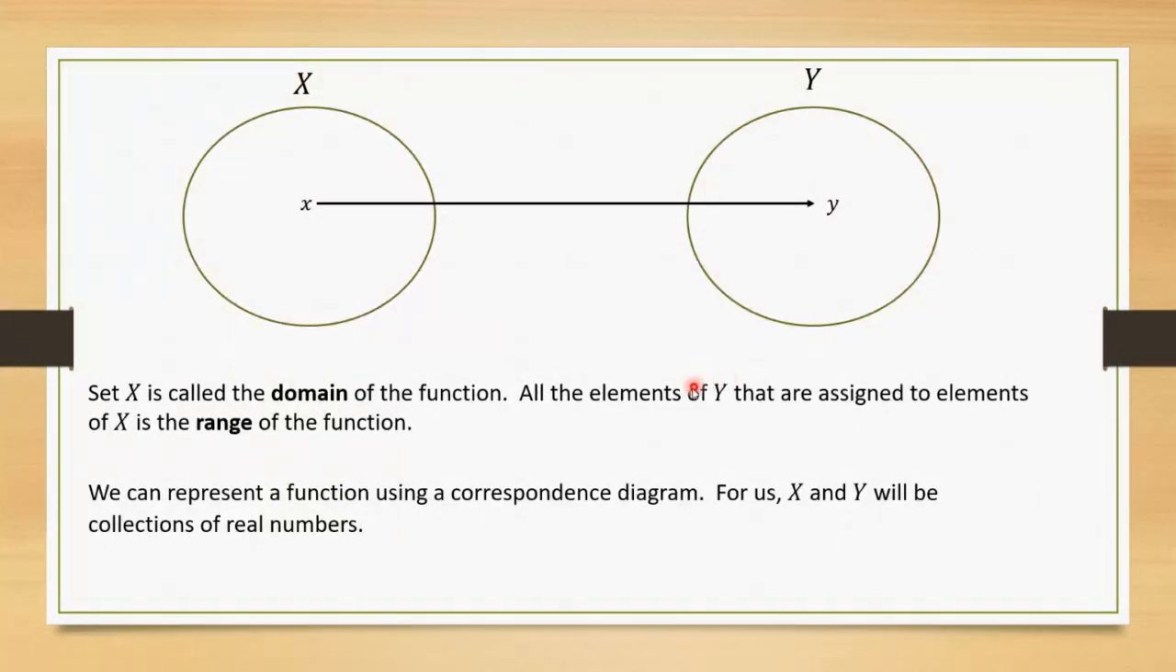And for us, again, sets x and y are going to be sets of numbers. And what we have here is a correspondence diagram. Again, you have these two circles. You list elements in the first set, and you list the elements in the second set, and you can draw an arrow from each element in the first set to an element in the second set. So that's what a correspondence diagram is. And we can use that to define a function.